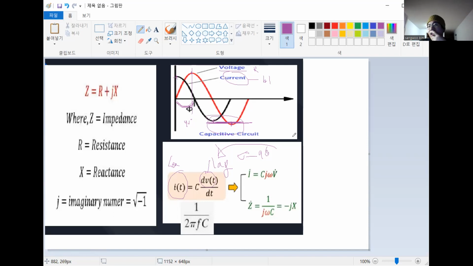I guess today's lecture is done. Just remember the capacitor's property and how we get this equation. Actually, you don't need to memorize how to get it, just remember this equation. If you understand this part, you don't need to memorize anything about the capacitor. Today's lecture is done.